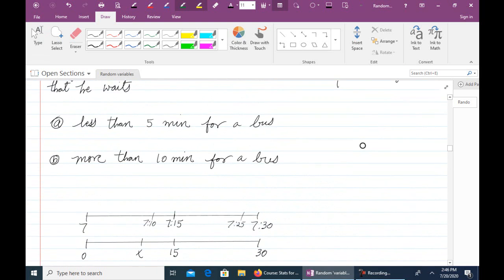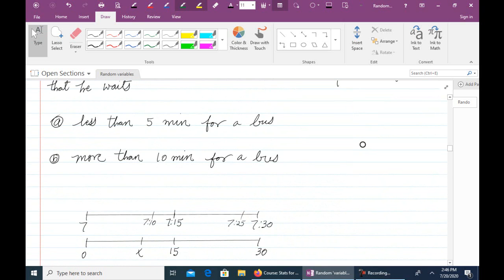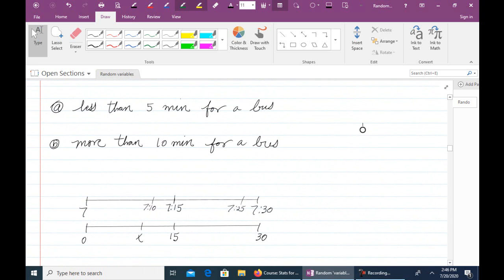So let's look at A. We want to know what's the probability that the passenger waits less than 5 minutes for a bus. Well, if you think about it, if he's waiting less than 5 minutes, then he has to arrive between 7:10 and 7:15, or he has to arrive between 7:25 and 7:30. In other words, in terms of the clock from 0 to 30, it means that the value of x has to be between 10 and 15, or between 25 and 30.